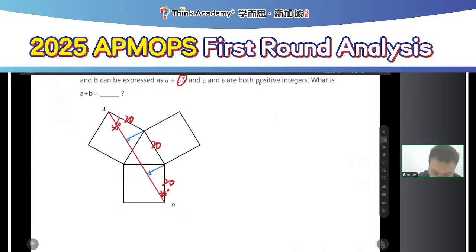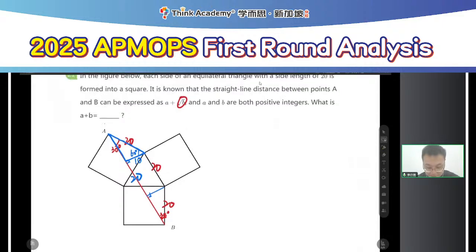Now, obviously, this is a rectangle, so this one is 20. In the middle is 20, right? And for this triangle, we should notice that this is a 30, 60, 90 triangle. So the side opposite the 30 degree angle should be 10, right? Here we should have a 10.